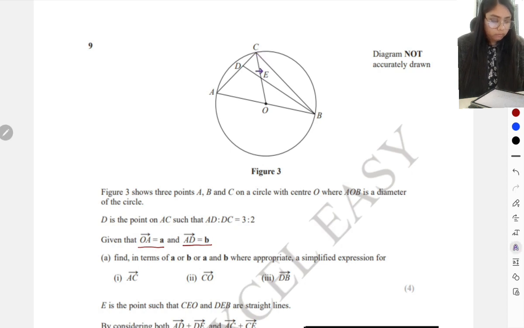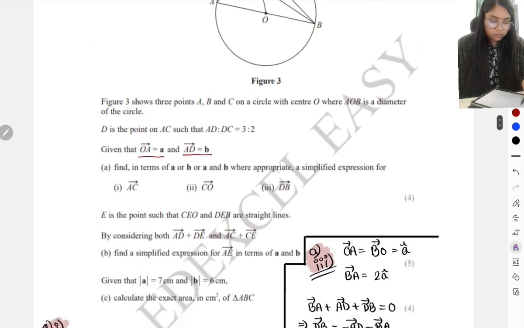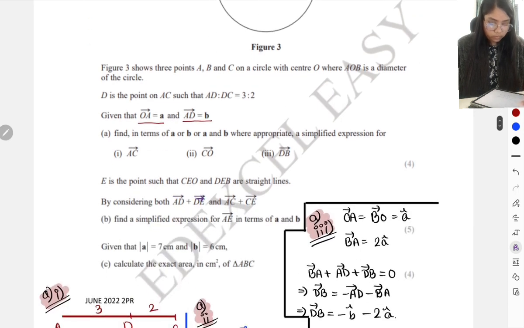That point was saying that C, E, O, and D, E, B, these lines are straight over here. And by considering AD plus DE and AC plus CE, find a simplified expression for AE in terms of a and b, which means that we have to use these two different combinations to find out AE, right? This one would give you one equation for AE, and this one would again give you one equation for AE, and finally we have to do similar working to what we did for the previous one. You compare the two equations and then find out the value for lambda and mu.